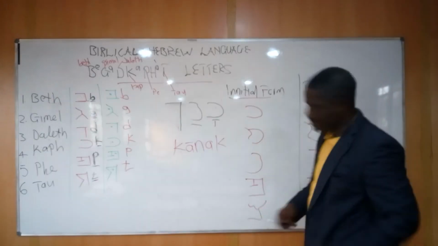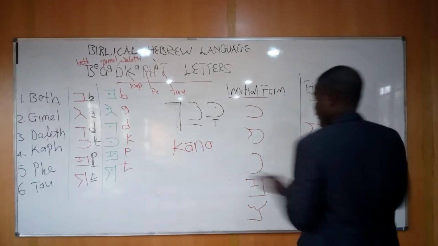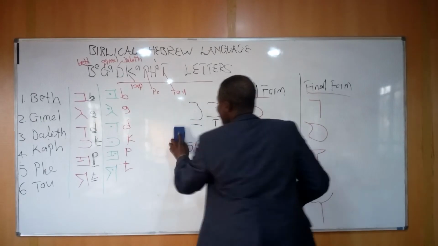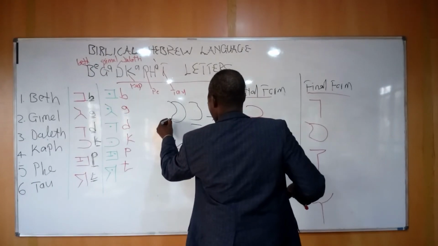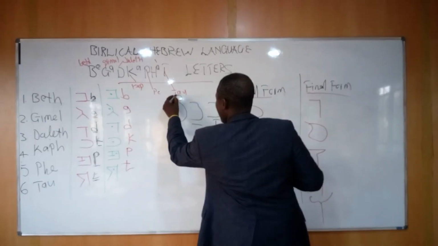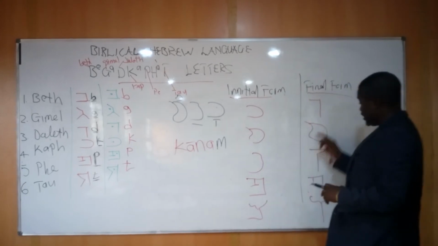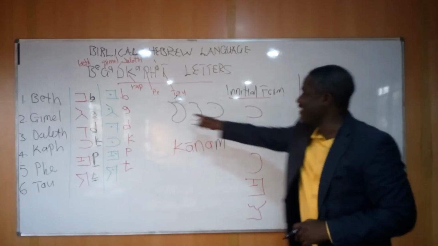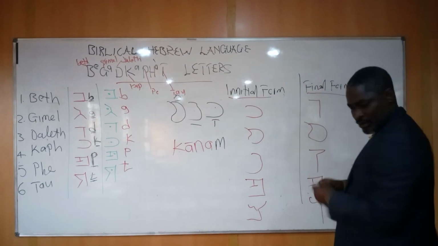Now let me change this. Let me use the word Mem. Let's say we have Kanam. Let's say the last letter here is a Mem. It changes to this. Mem is supposed to be written like this at the initial form, not closing up. But because it's ending a word, it changes to this form. This is the initial form, but because it's the final letter in this word going to the left, it changes to this.